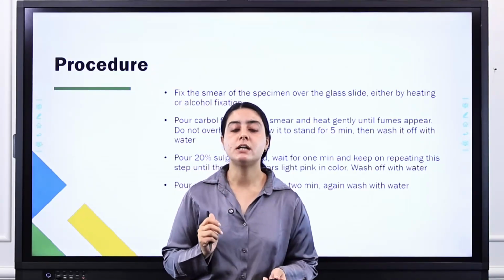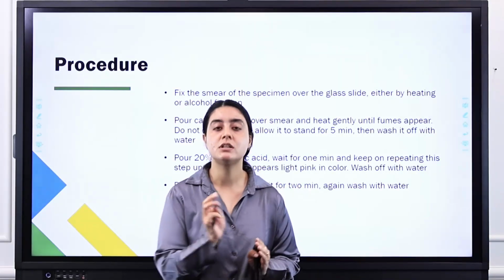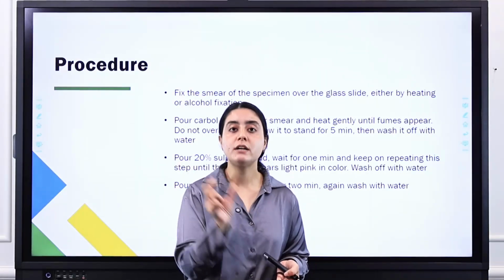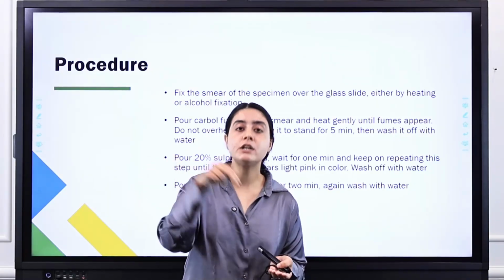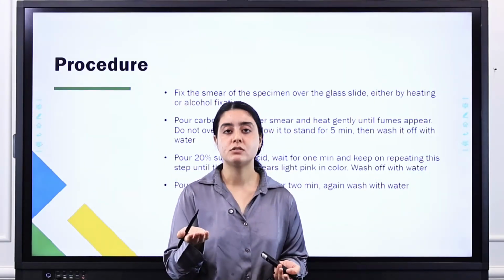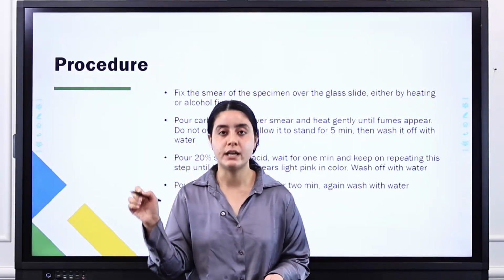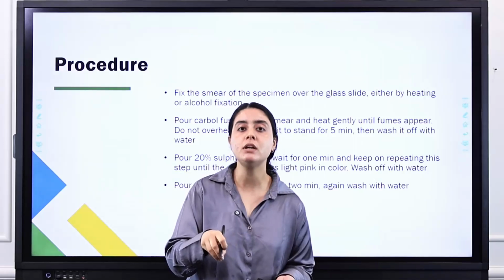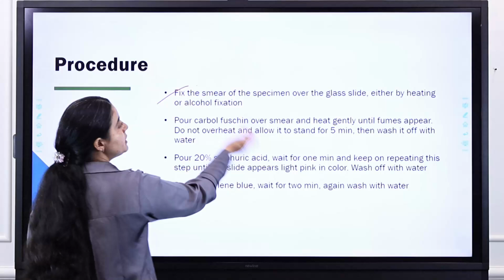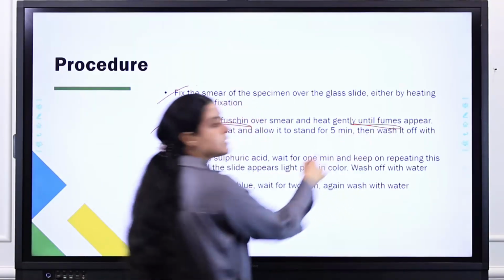Why do we do this intermittent heating? Because mycolic acid is present in the cell wall, it is a waxy layer, so carbol fuchsin cannot enter the cell wall of the bacteria. For that we have to flame our slide, so that pores will be formed in the waxy mycolic acids, and our stain will easily enter into the cell wall of the bacteria. So fix the smear, then pour carbol fuchsin until the fumes appear, as I've told you.